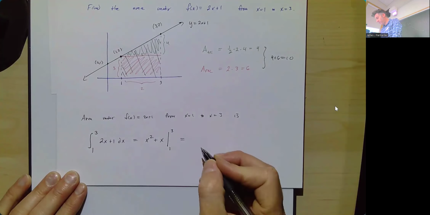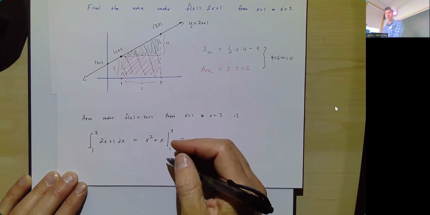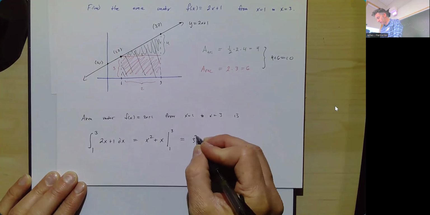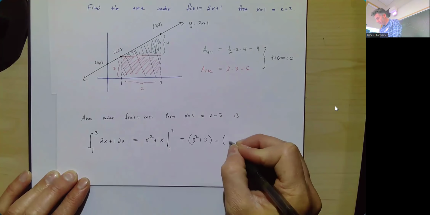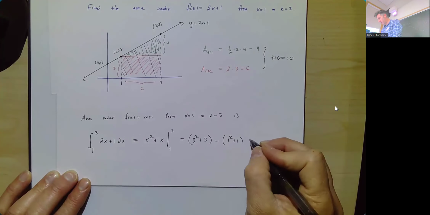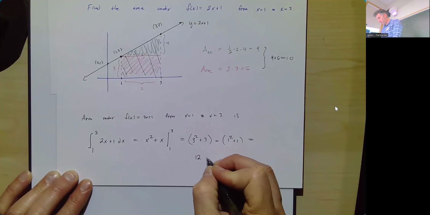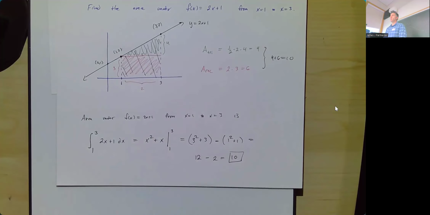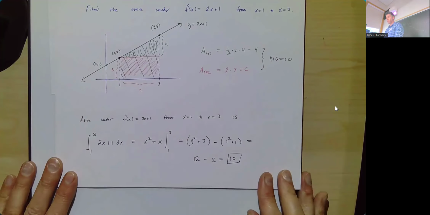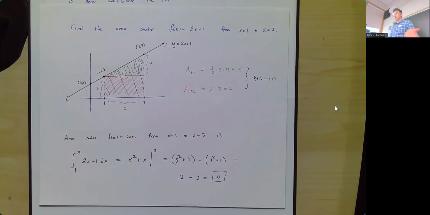So now we plug in the top limit first. So we're going to get 3 squared plus 3 minus, we plug in the bottom limit second, 1 squared plus 1. That's going to be 9 plus 3 minus 1 plus 1, which is 10. It's the same number we got doing it the geometric way. So that's great. That means that it seems like this thing actually works, which is good because it should work because it's the fundamental theorem of calculus. But it's nice to see an example where we're not just going to believe it and then move on from there.